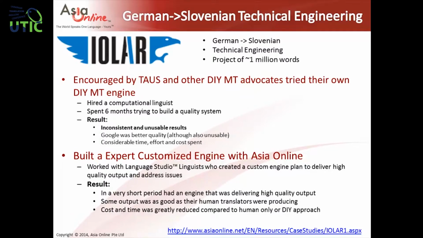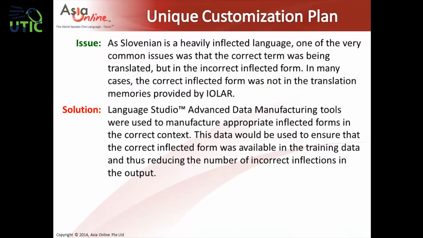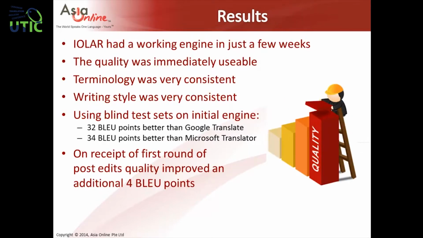And then with Asia Online, when you're working with experts, we were able to zero in very quickly on those things that mattered the most to them. So Slovenian is a heavily inflected language. A common issue that they ran into was that the correct term was being translated, but the incorrect inflected form. There are ways you can handle that. And the Asia Online technology, the Language Studio stuff, helps you work through that.